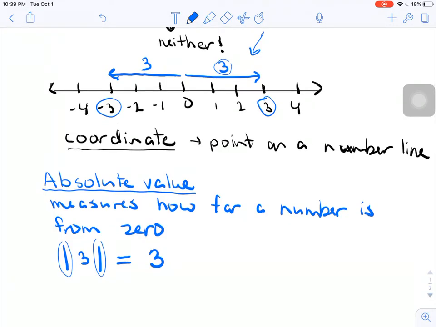I could also do that with a negative number. So if I asked, what is the absolute value of negative 3? Well, if you look over here, negative 3 is also 3 away from 0. So it would have the same answer. So the absolute value of negative 3 is also 3. So basically, because we don't care which way we're going, absolute value will always be a positive number, will always be a positive measurement.